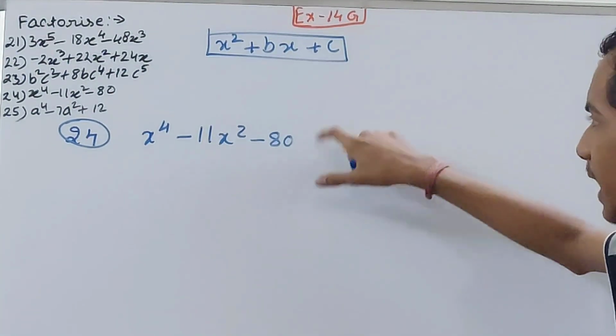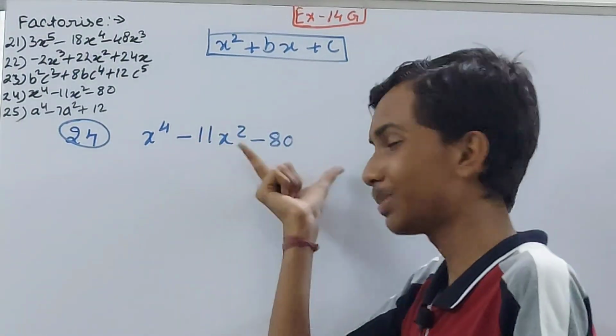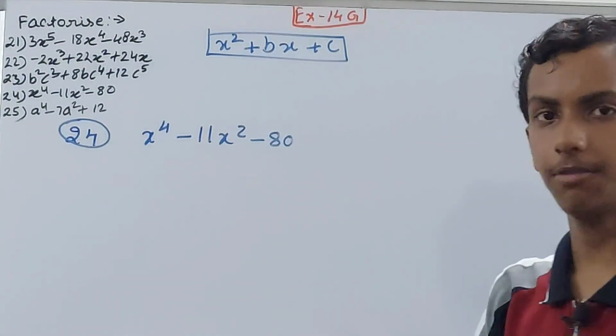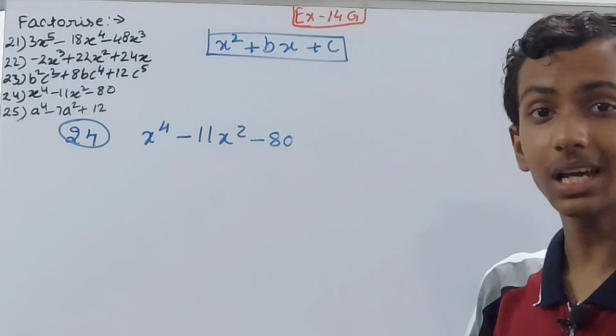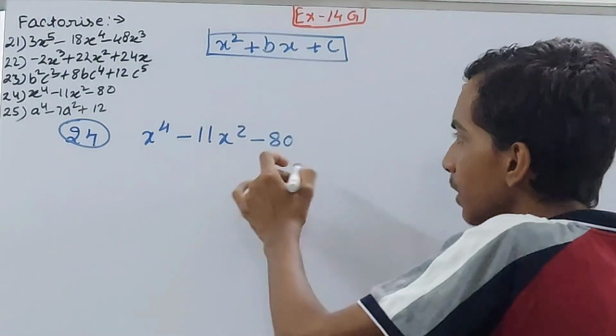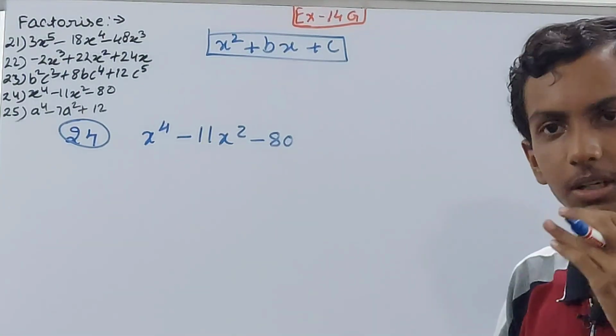Can you take common? It is not a quadratic expression. We want the highest degree to be 2 only, then only we can factorize. In the previous question, even though two variables were there with square, the highest degree was 2 only. And here also the degree has to be 2, then only we can factorize this.